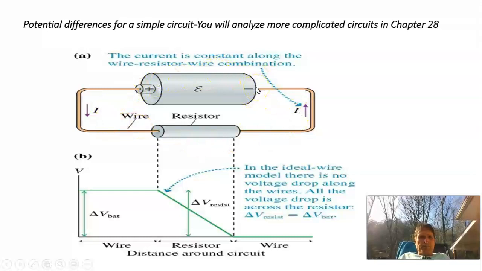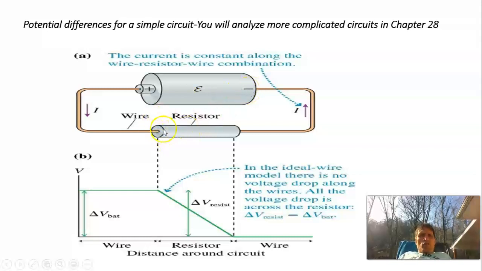So let's start here. If we go from the negative terminal to the positive terminal of the battery, we gain potential. And at the positive terminal, the potential at this point relative to the negative terminal is delta V battery. Okay. Now, if the wire's perfect, we don't lose any voltage because the resistance of an ideal wire is zero, and so we don't lose any voltage across there up to this point, and so we're still at a potential delta V battery relative to the negative terminal.